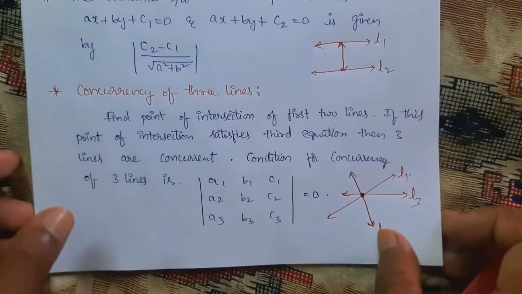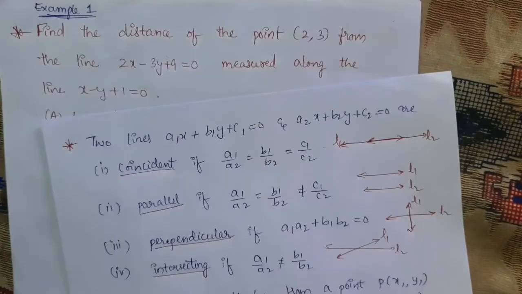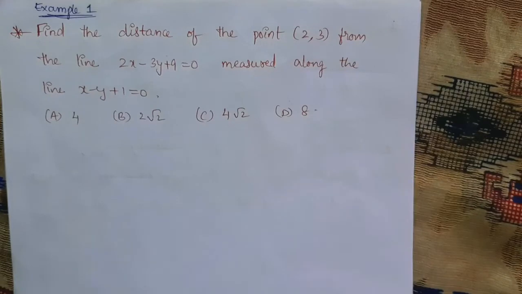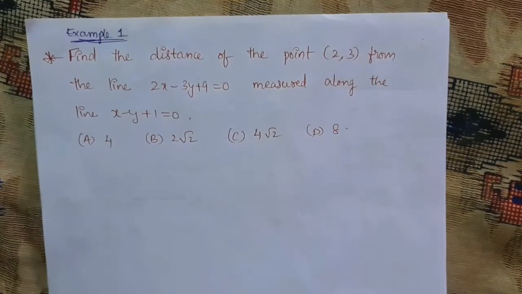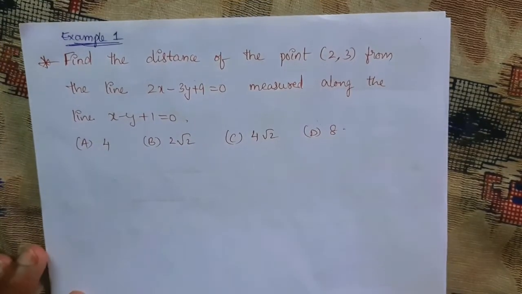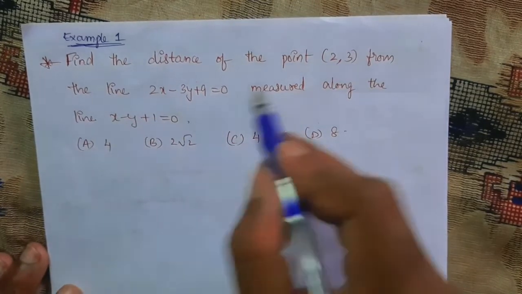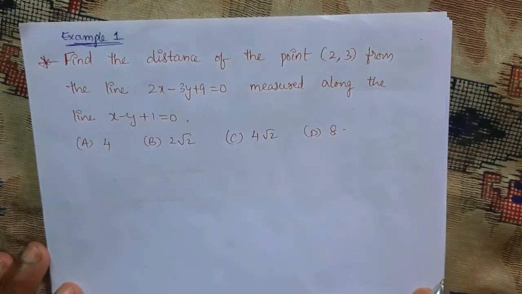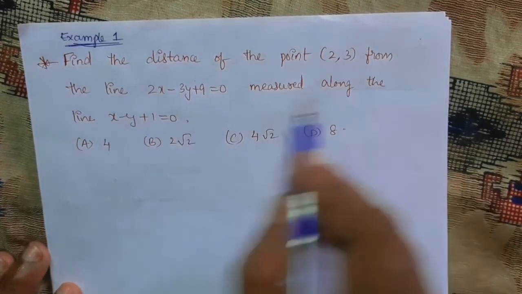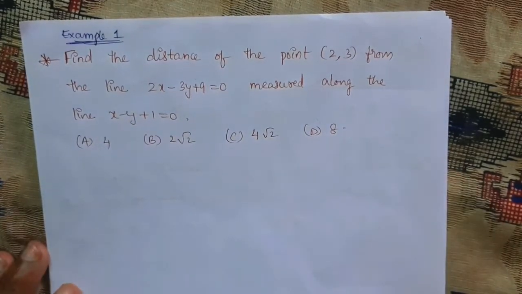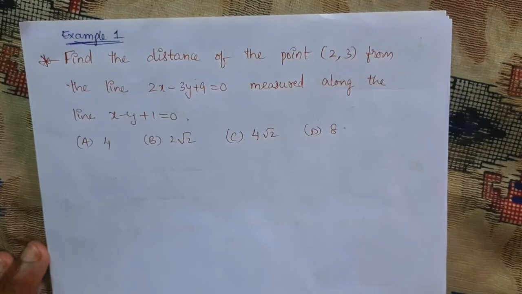Now let us solve the problems. In this session I have considered 10 examples regarding KCET straight lines. Example number 1: find the distance of the point 2, 3 from the line 2x minus 3y plus 9 equal to 0 measured along the line x minus y plus 1 equal to 0.